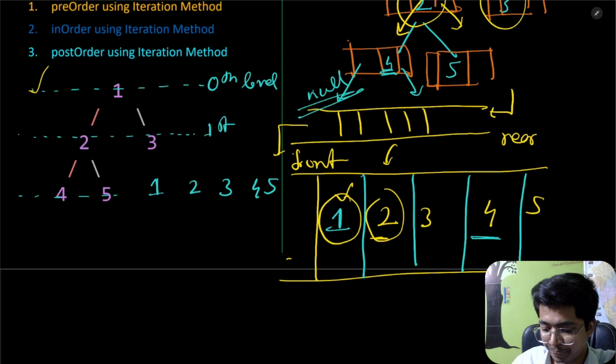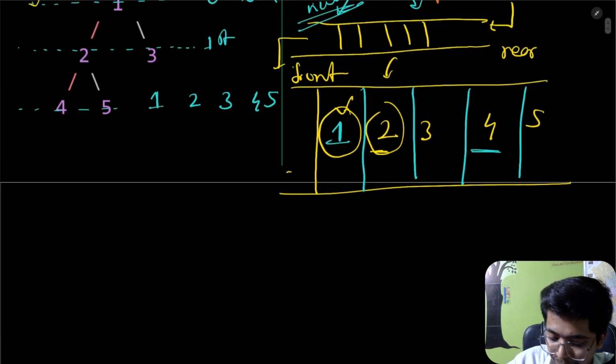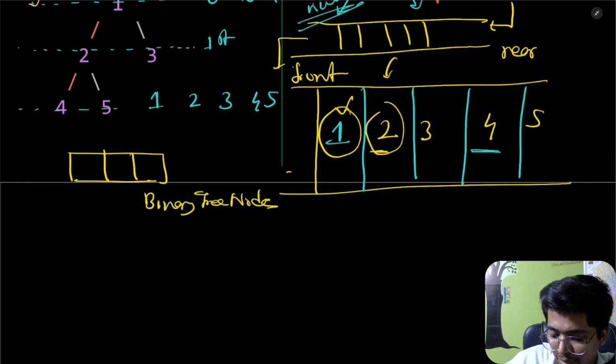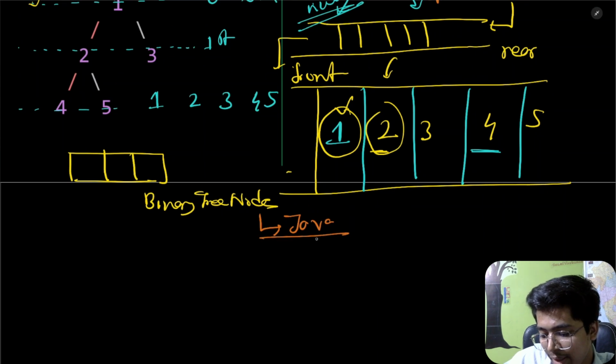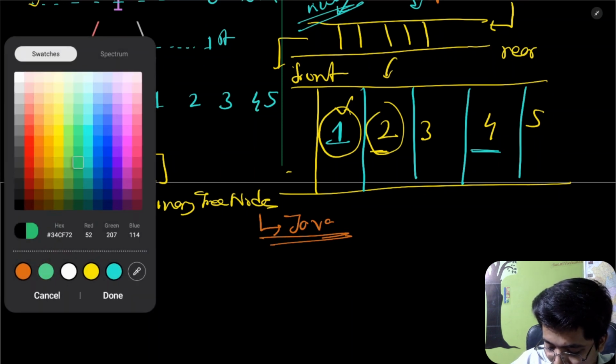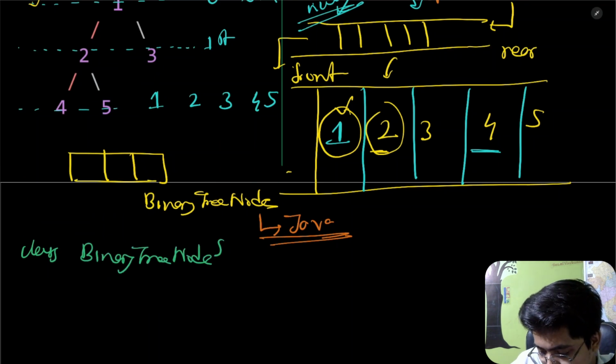So let's start writing. First, from scratch, we have to create this binary tree node. In Java, we can create a binary tree node; in my video series we are discussing only the Java language. So we'll create it like this: class BinaryTreeNode. Now we are creating a custom data type, this one.